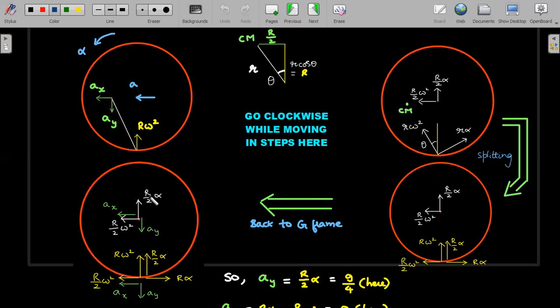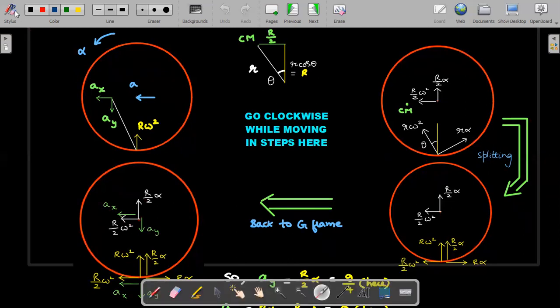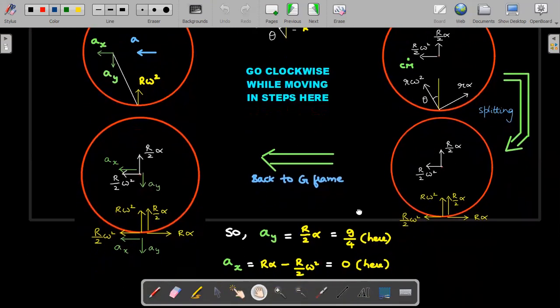What did I use? Acceleration of any point is equal to acceleration of the point with respect to CM, that was this diagram, plus acceleration of CM. That's why I added them. Same thing I did here. So these accelerations together, when they fight with each other, they should produce only this number. Okay, whereas these accelerations, when they fight with each other, they should finally produce only R omega square. Okay, so if you read those things, I'll keep those two diagrams.